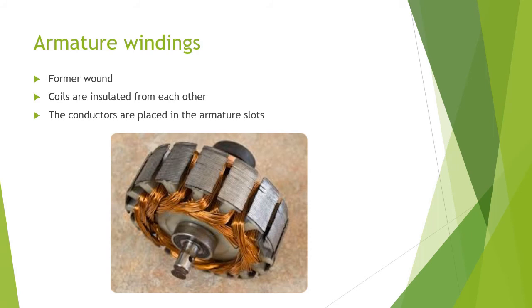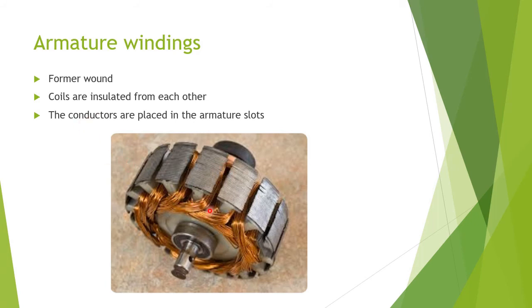The next one is armature windings. So see, this is the armature. Here these are the slots. In the slots the armature windings are wound. These armature windings are former wound. Former wound means initially these windings are wound on a rectangular core, and then afterwards they are taken and placed here.